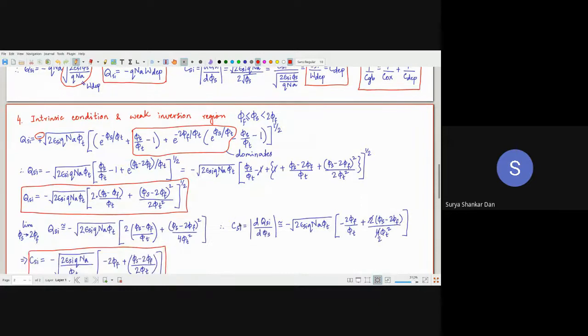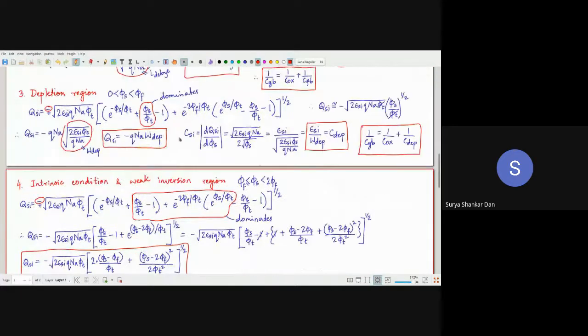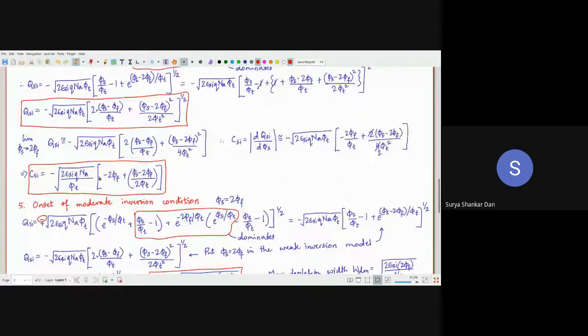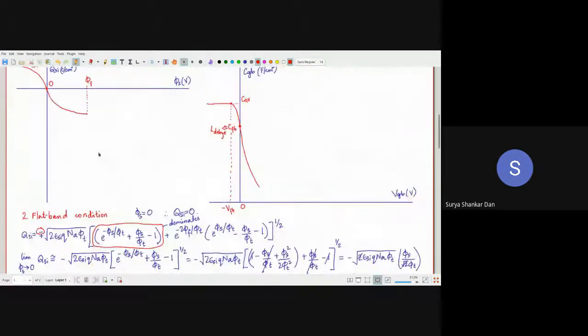Now notice you are already getting a phi s minus 2 phi f term. Now again some mathematics I have shown here, and finally you end up in a relation that is more complicated than the previous depletion region. If you plot it, which is part of your lab assignment, you will notice that if this is phi f and here will be your 2 phi f, this relation will vary somewhat like that.